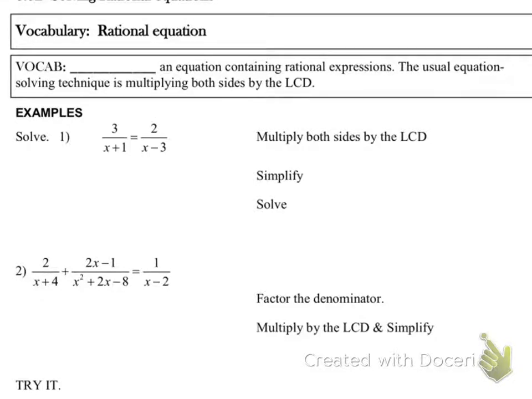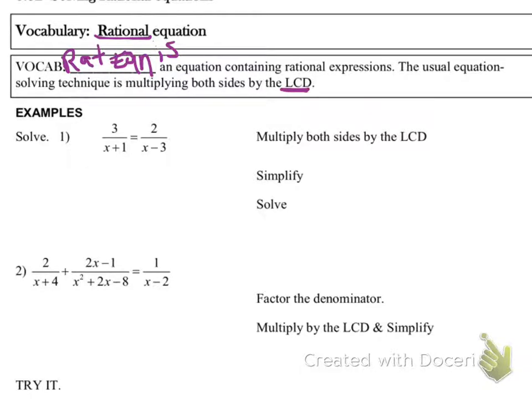Here are the notes for 8.3D, solving rational equations. So first, your vocab word. A rational equation. For space's sake, I'm just going to write this. Is an equation containing rational expressions. The usual equation solving technique is multiplying both sides by the LCD.